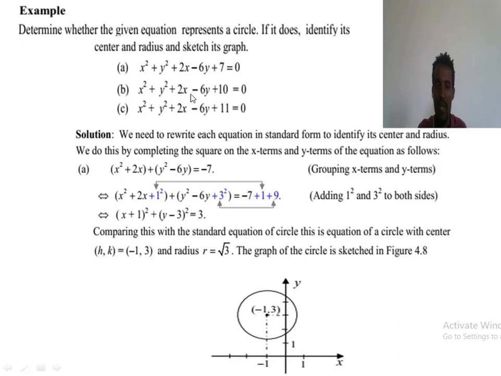b, next b እናያለን: x squared plus y squared plus 2x minus 6y plus 10 is equal to 0 የሚለውን እናያለን. now following the same steps as in a ላይ እንዳየነው, then we obtain that x squared plus y squared plus 2x minus 6y plus 10 is equal to 0 በዚህ አይነት ፎርሙላ ያለን x plus 1 whole square plus y minus 3 whole square is equal to 0 ይሆናል ማለት ነው.